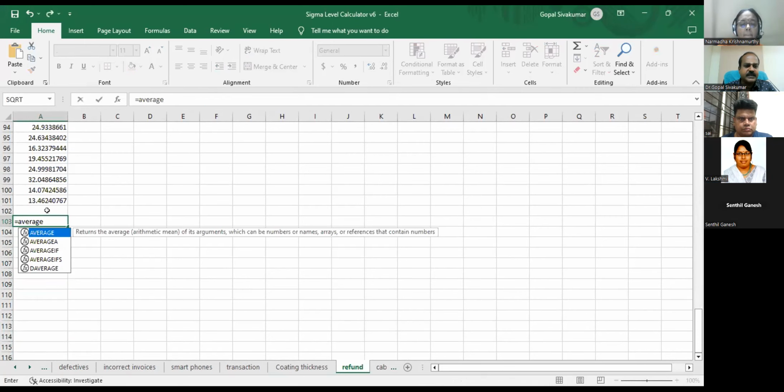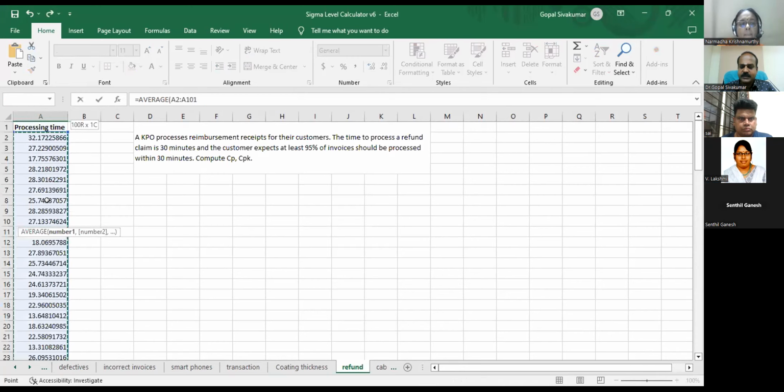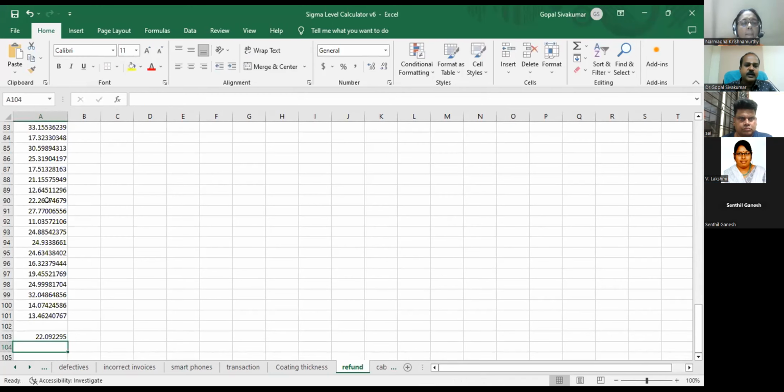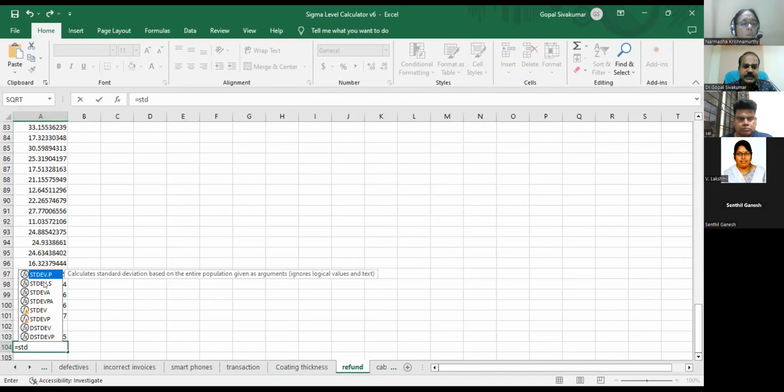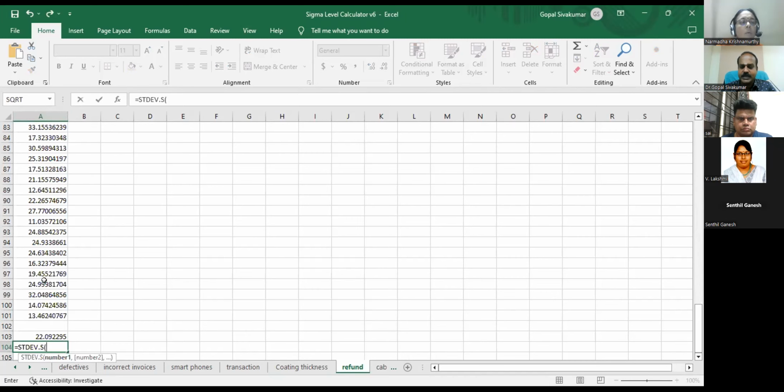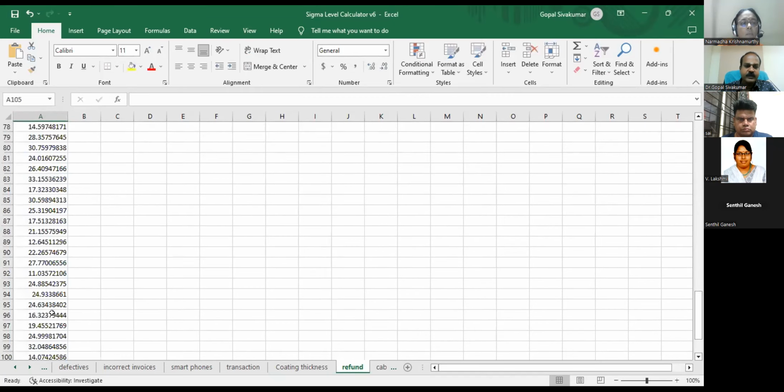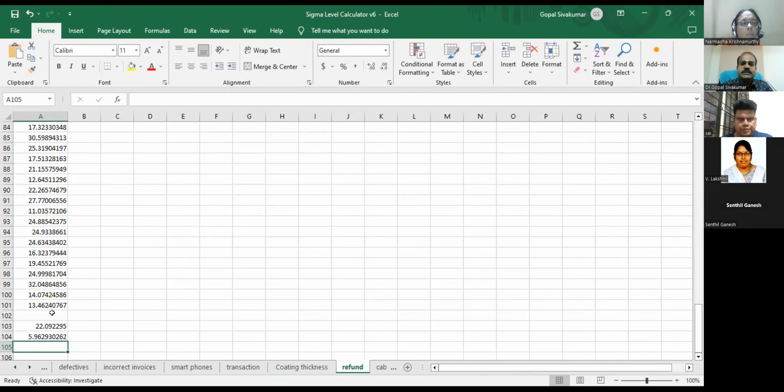Now for this data, I just need the average, nothing else. If the average is given directly in the question, all good. Otherwise, I just do it myself. Now the average, please note down, is 22.09. Another thing I want is standard deviation of the sample, STDEV.S, from here till this. Now the standard deviation is 5.96. Please note this also. Please use these two values and your USL, LSL. They have told us the customer expects something between 25 and 35. That is USL, LSL. All of you are with me now?